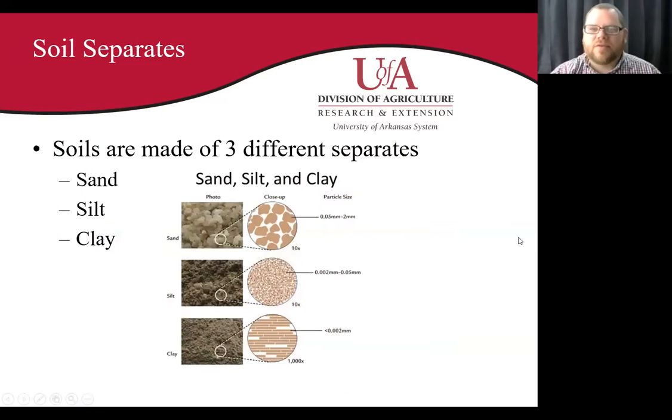Soils are made of three different separates: sand, silt, and clay. Sand is the largest, then silt, then clay is the smallest. That's very important for us to remember as we go through because they all play a different role, and a good mixture of those three is really what we want. We will probably never find our soils as a complete sand, a complete silt, or a complete clay. Those three are typically always present whenever we talk about soils.